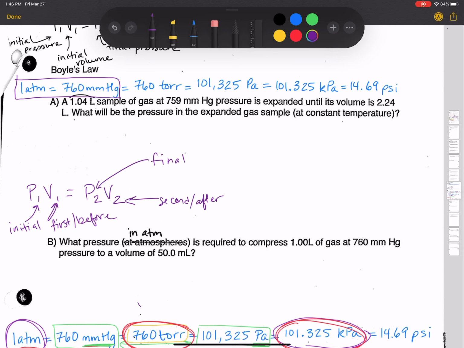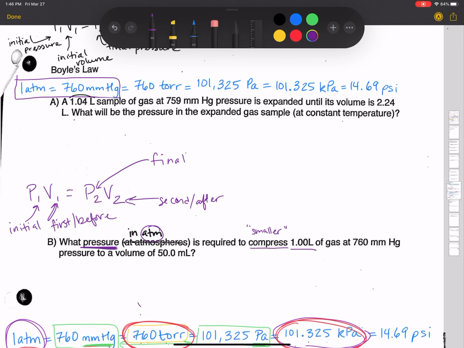It doesn't really matter which term you prefer. They all mean the same thing. P1, V1 is what happened first. P2, V2 is what happened after. It's always your initial versus your final. So for question B, you're looking for the pressure in ATM, because it says what pressure. So what pressure in ATM is required to compress? To compress means to make smaller.